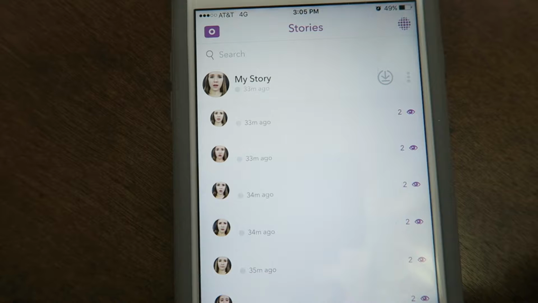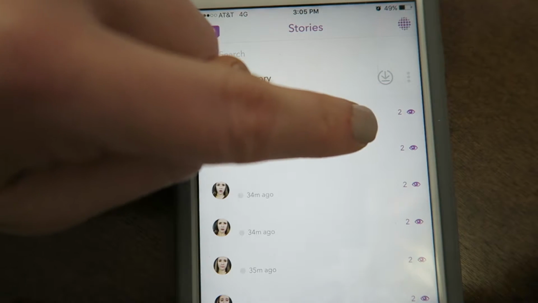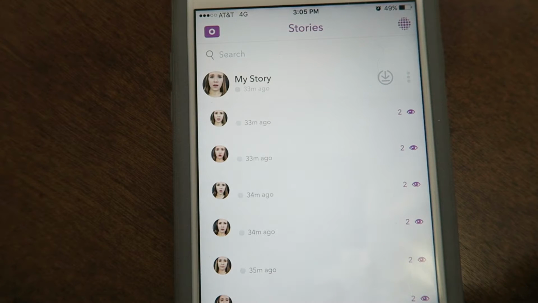So you need to think of your story as an entire 24-hour book. And then each snap is a chapter. So you want to see how many chapters people are reading. So I just posted a few snaps. As you can see, 2 people have read these specific chapters of my book. So you see there's a 2, 2, 2. So this is the number of total unique views.